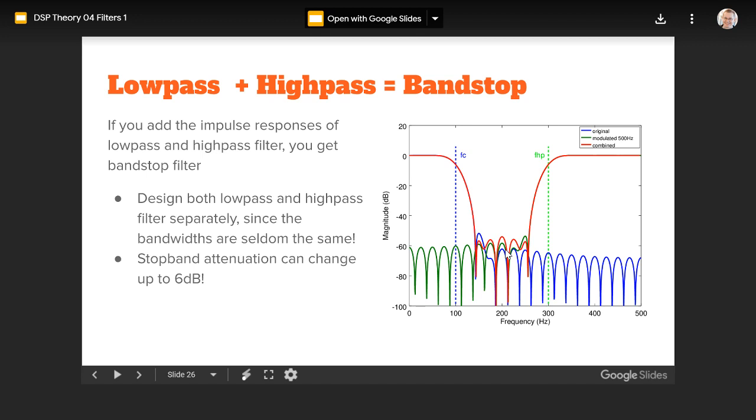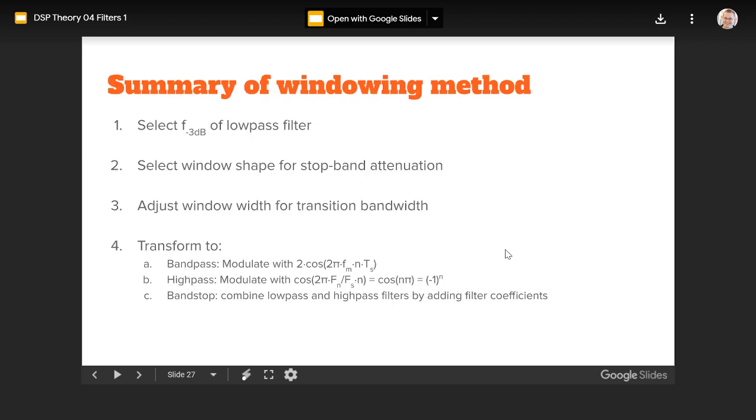It can actually change up to 6 dB on the attenuation, on the stop band. Okay, good.